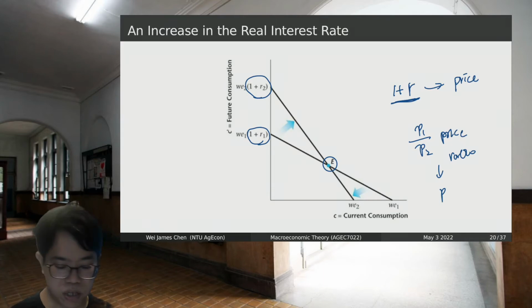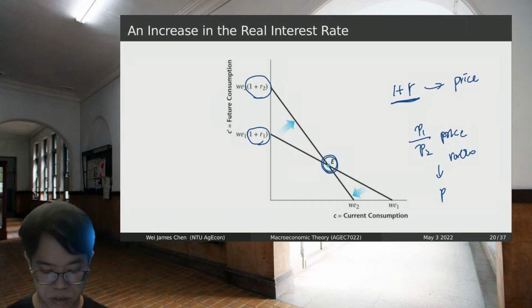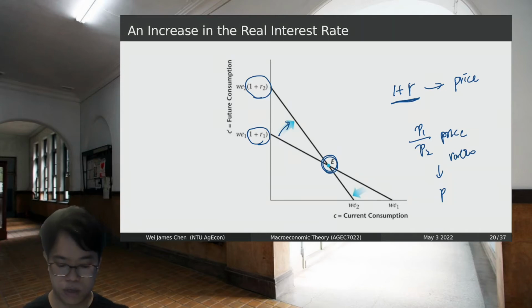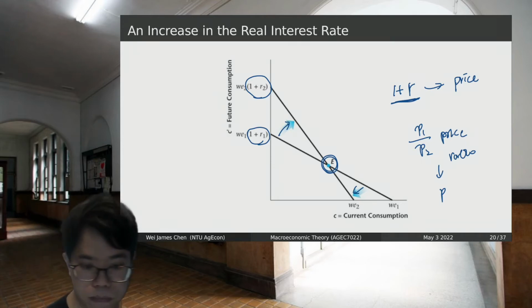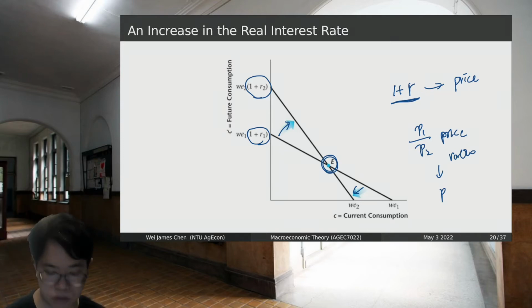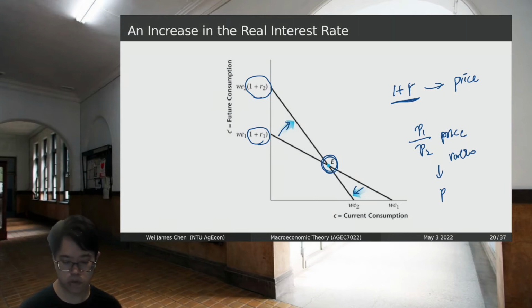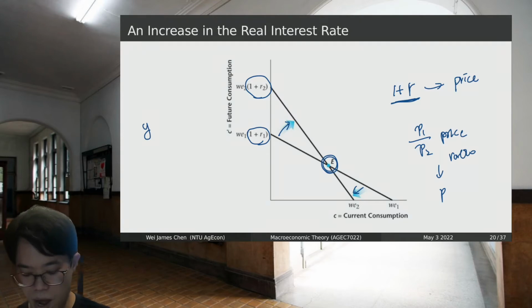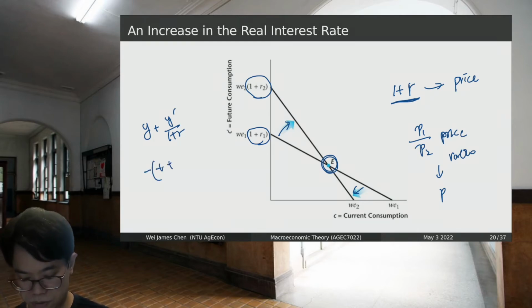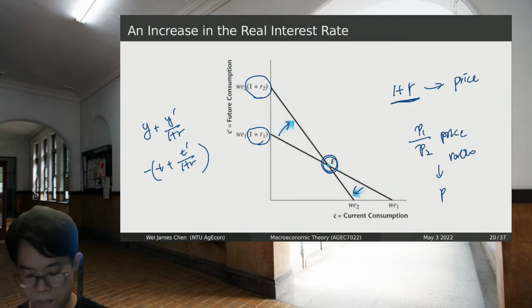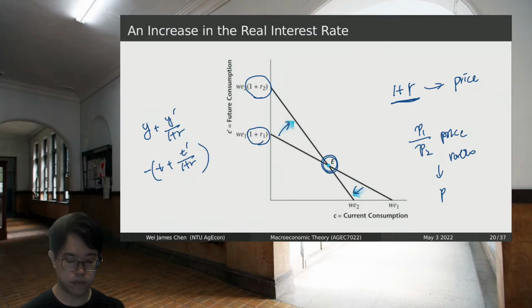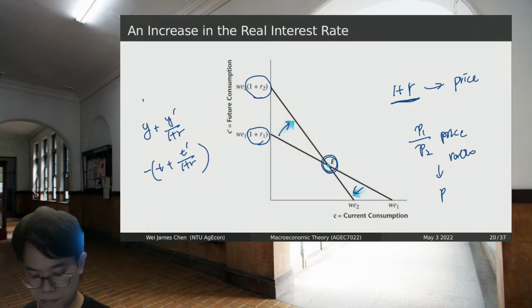And because the slope changes but this point does not change, the effect is actually an increase of the budget constraint here, but a decrease of the budget constraint here. So the interest rate change also changes your total, your lifetime wealth. Why is that the case? Remember, your lifetime wealth is y plus y prime divided by 1 plus r, minus t plus t prime divided by 1 plus r, right? That's your lifetime wealth.